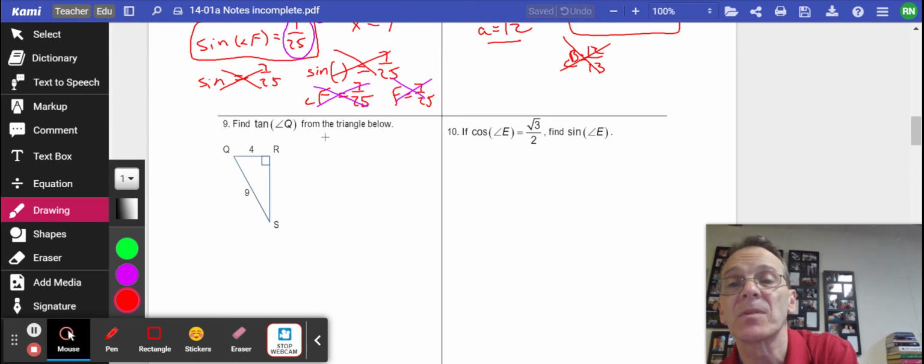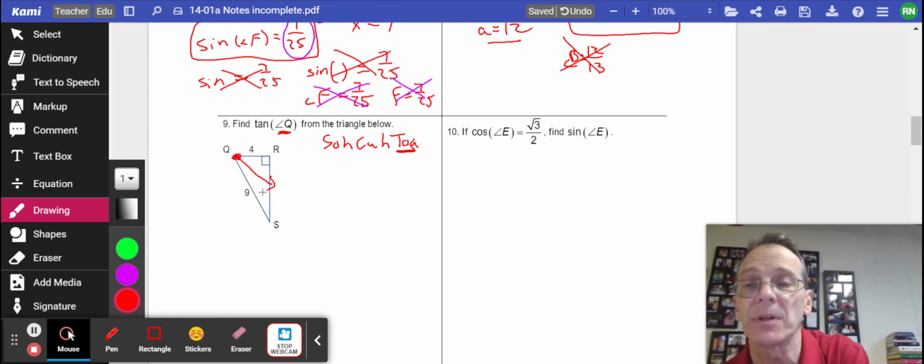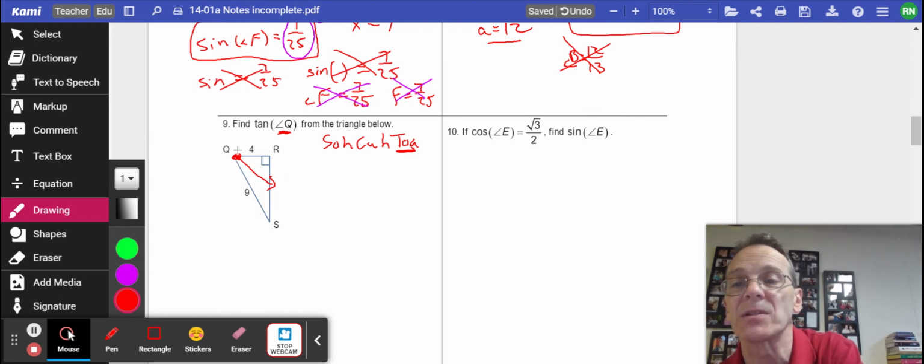This one's a lot like number 7. Okay, the tangent, SOHCAHTOA. Let's see, tangent is opposite over adjacent. From angle Q's point of view, put yourself there. The opposite is this one. Oh, we're going to have to find that out. The adjacent is the 4.